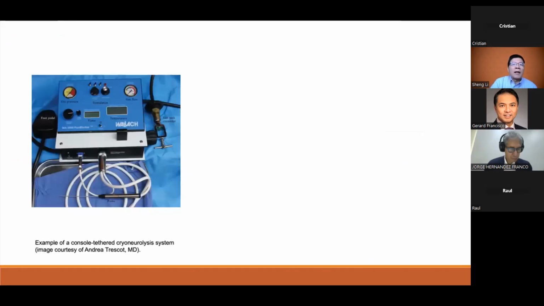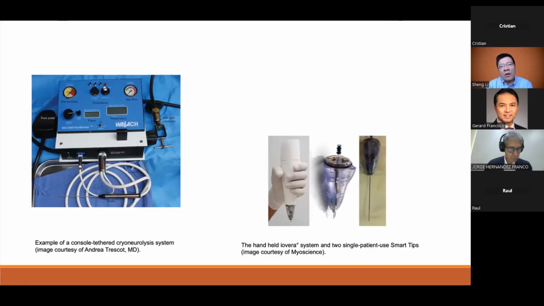So in the old days, the cryo system was complicated, as shown here. This is a tethered cryo system and requires a specially designed procedure room. However, with advances in technology, the entire system is condensed into a portable device. This iovera handheld device is very convenient for us to perform cryoneurolysis almost everywhere.